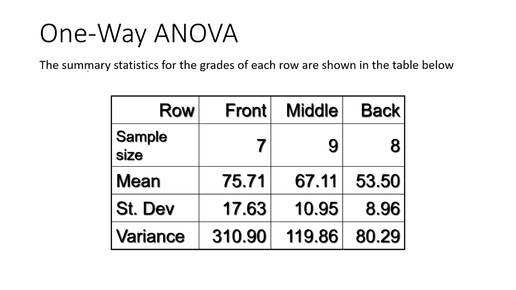This is the summary statistics for the grades for each row, written in this table. The sample size is 7 for the front, 9 for the middle, and 8 for the back. The mean is just the summation divided by the sample size of the data that we have. Then we have the standard deviation and the variance.